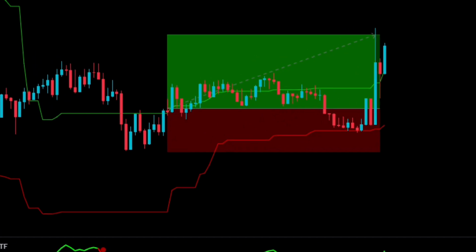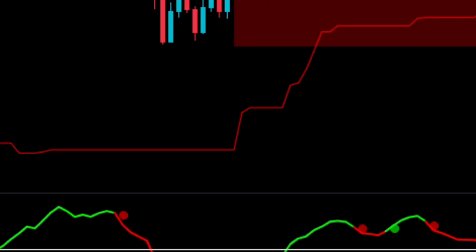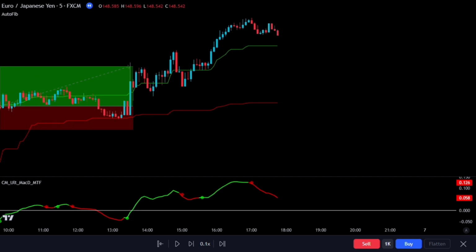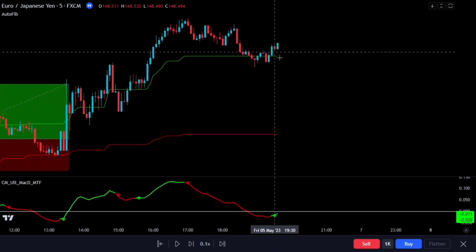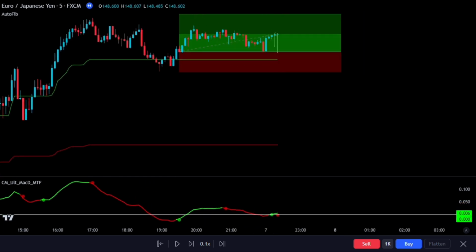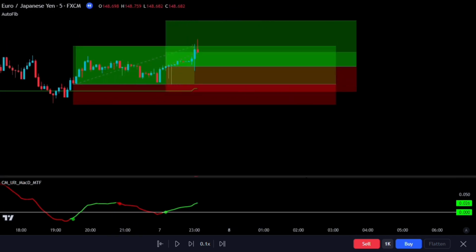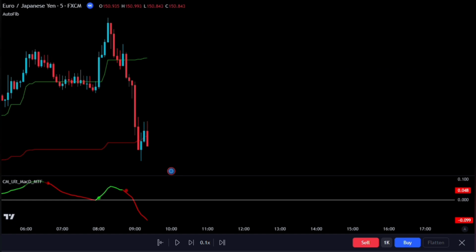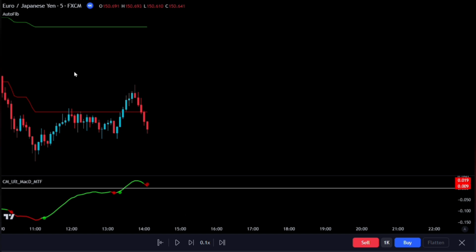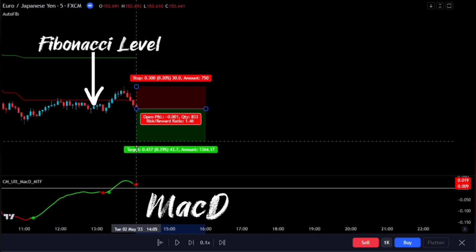Please note that we only go long once the price action is still above the green Fibonacci level, and valid crosses are only those that happen below the MACD middle line. Exactly the opposite is true for a short trade. We open position for sell once we have our cross above the MACD middle line, while price action is still below the red Fibonacci level.